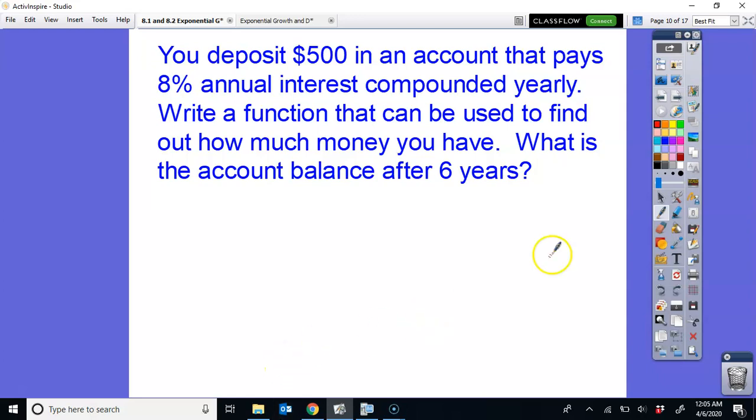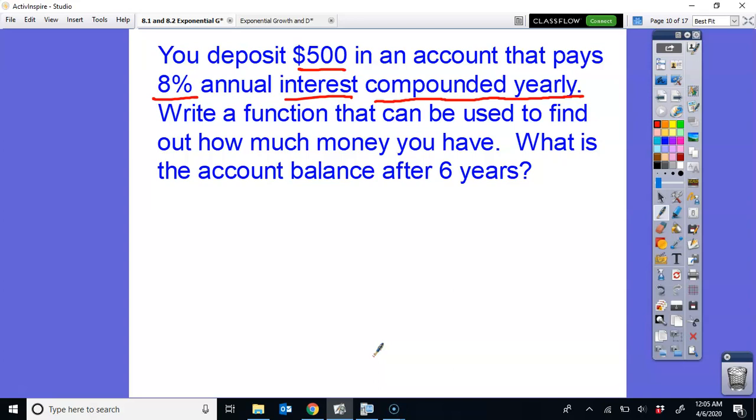So first of all, let's get a couple things out of the way. Deposit $500. This is what you begin with, your starting amount, right? Pays 8% interest. That's the amount that it's adding every single year. And the reason I know it's every single year is because it says compounded yearly. We're going to come back to that word compounded a little bit later in this video. But compounded yearly means how many times the interest is added each year. Compounded yearly means once a year.